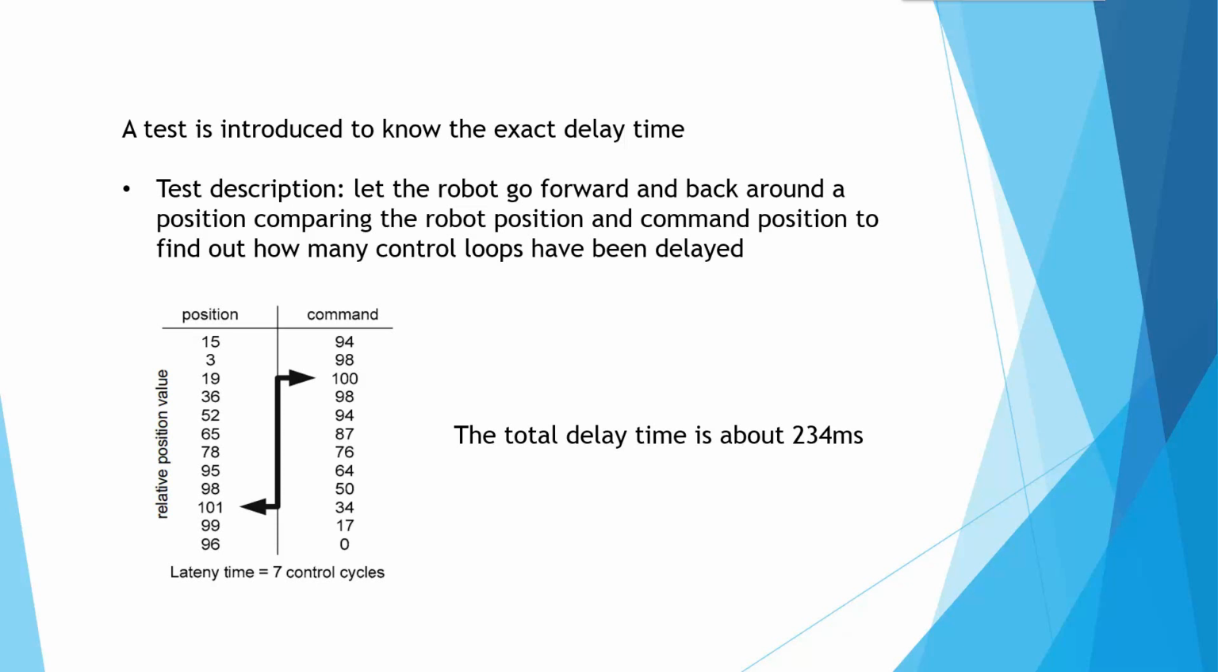From the test data, we can see that when the robot is at position 101, the camera grabs the image and sends it to the computer to process. In the meantime, the robot continues to move to positions 98, 95, and 78, until the robot moves to position 19. The command position 100 is sent. So actually, it delays for 7 control loops, and this total time is up to 234 microseconds.